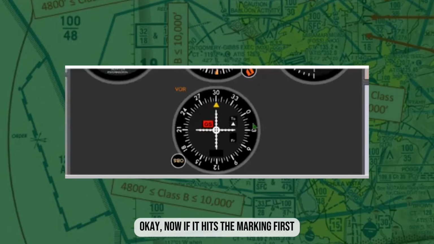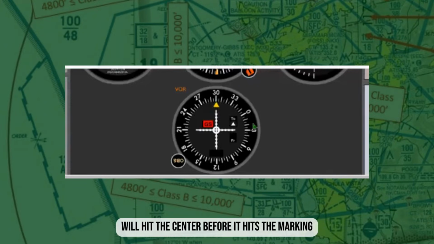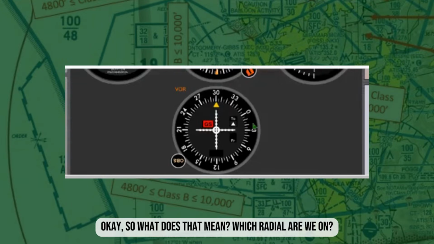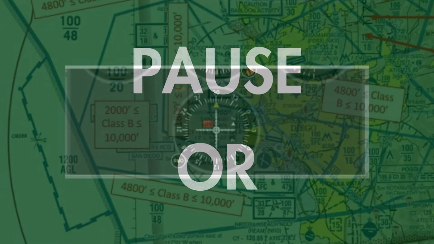Okay, now if it hits the marking first, we got to remember these 2 facts. If it hits the marking first, it's a 2. If it hits the station first, it's a from. Okay, so what do we have? We have a 2. So that means a line drawn from our aircraft to the 300 radial will hit the center before it hits the marking. Okay, so what does that mean? So which radial are we on? Are we on the 120 side or are we on the 300 side?